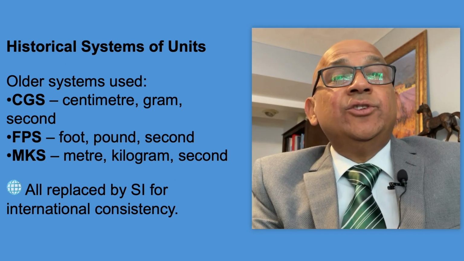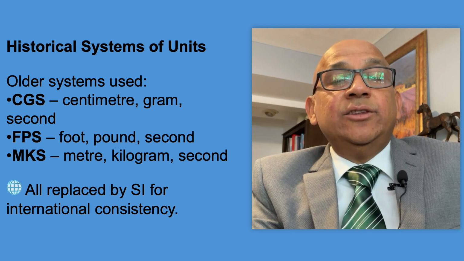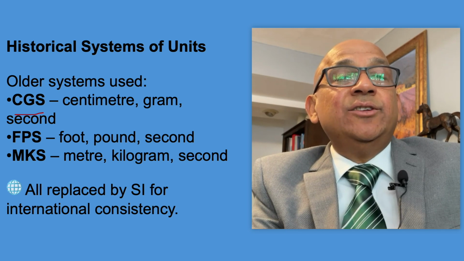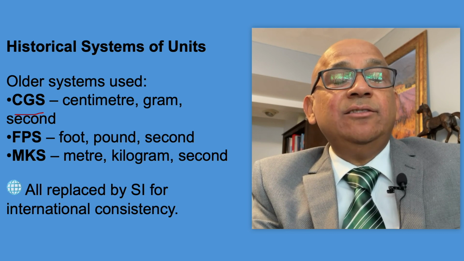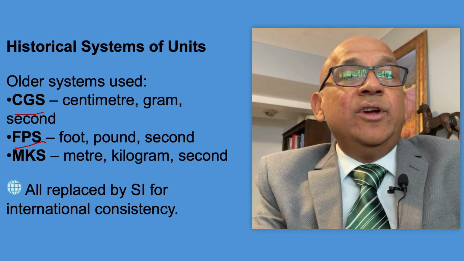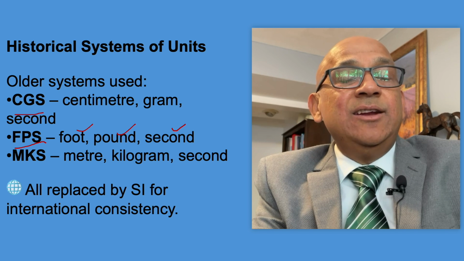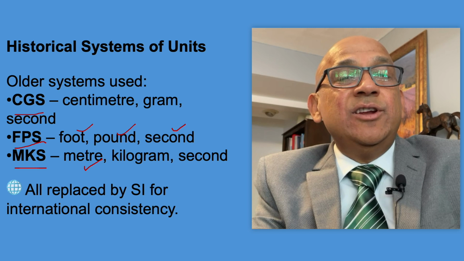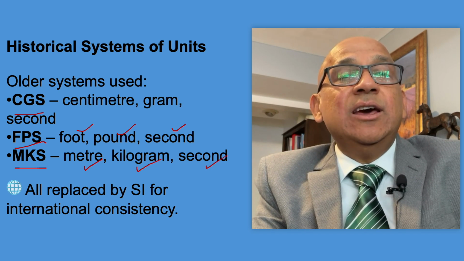So let us look into the historical systems which were used for units. There are three such systems. The first one is called the CGS system, which represents centimeter, gram and second. And then there was a system called the foot-pound-second system, where the length is measured in foot, weight is measured in pound and time is second. And then came the MKS system, where the length is measured in meters, mass in kilograms and time in seconds.